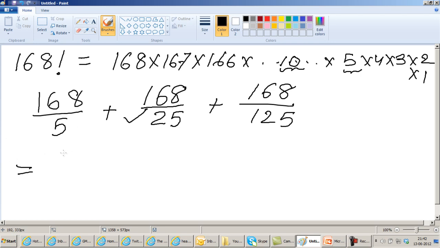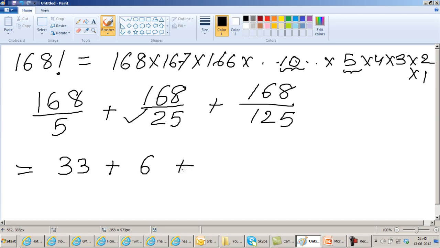So if you divide 168 by 5, you get 33. 33 times 5 is 165, which is less than 168. You get a quotient of 33 and a remainder of 3. So you need not worry about the remainder. So it has 33 5s in it. Then if you divide by 25, you will get 6 as a quotient and the remainder would be 18. So 18 is less than 25, and you don't have to worry about that. So it will have an additional 6 5s.